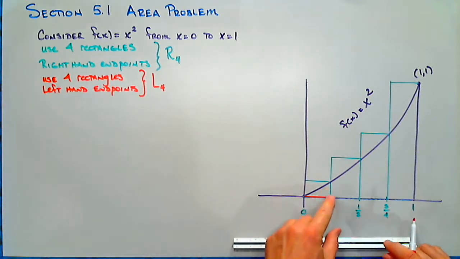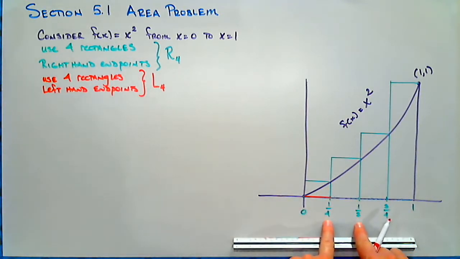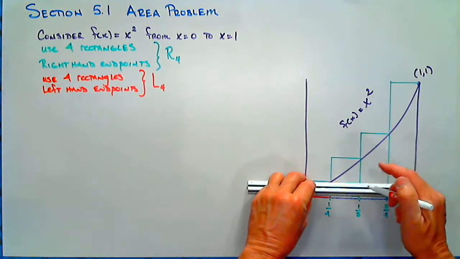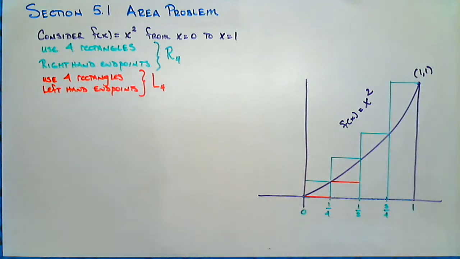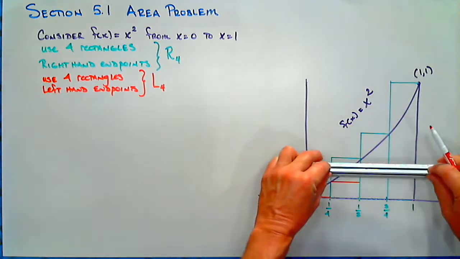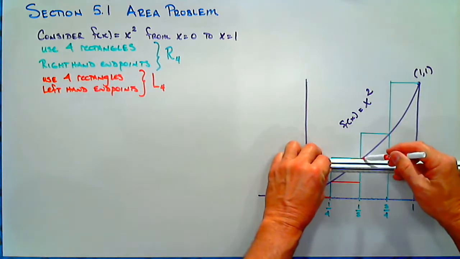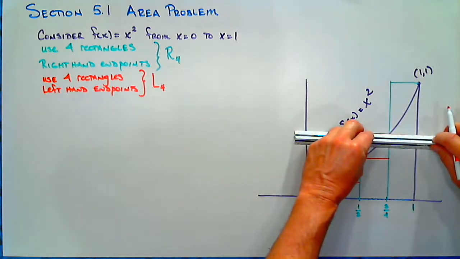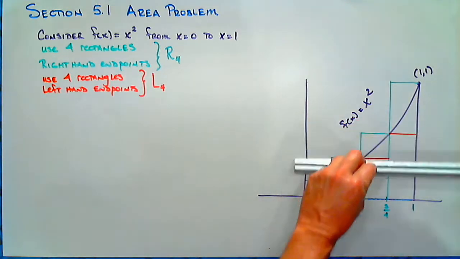Our second rectangle, we would have this as our second subinterval. So our second rectangle would use 1/4 as my left-hand side, and I would have a rectangle that looks like this. And then my third subinterval, I would have 1/2 as my left-hand side, and I would have a rectangle that looks like this. And then finally, my last subinterval, I would have 3/4 as my left-hand side. And 3/4 is right here, so that would give me a height of this.